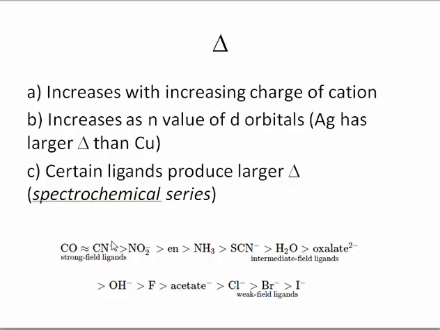Cyanide and carbon monoxide are, quote-unquote, strong field ligands producing large deltas. At the other end, weak field ligands, like the halogens, produce small deltas. It will not be necessary to memorize this series for this course, but you should be aware of it.